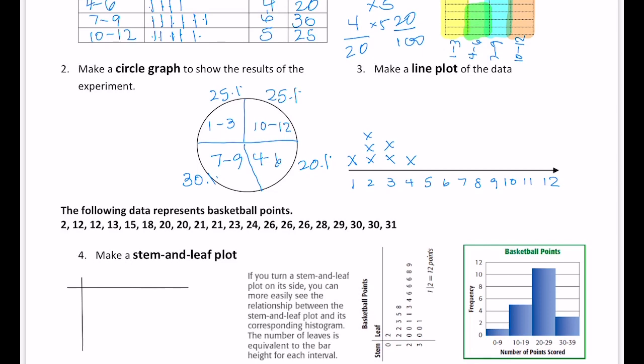Yep, I have 2 5s. Do I have any 6s? Just 1 6. Do I have any 7s? 1, 2. Any 8s? 1, 2. Do I have any 9s? 1, 2. Any 10s? 1, 2. Do I have any 11s? 1, 2. And I have 1 12. So that's what a line plot will look like.